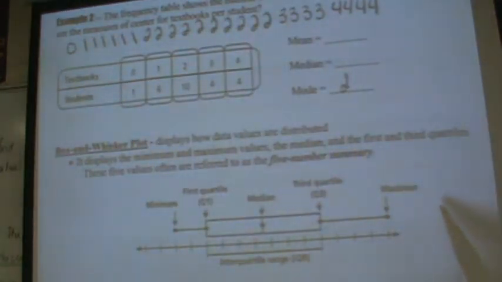So looking at our points, if we have 25 points and we divide that in half, you get 12.5. So we should be in the 13th spot, would be our middle spot. So 1, 2, 3, 4, 5, 6, 7, 8, 9, 10, 11, 12, 13. So this is our middle spot.